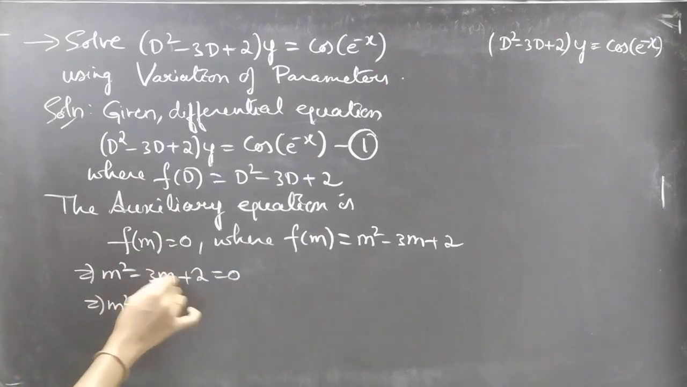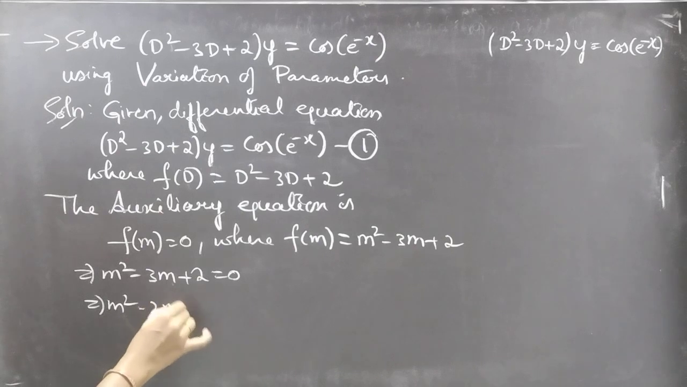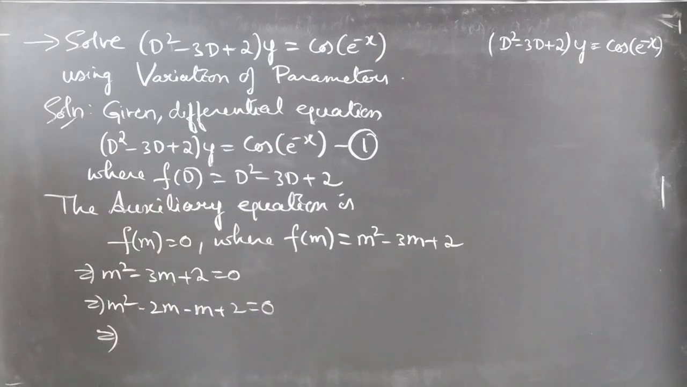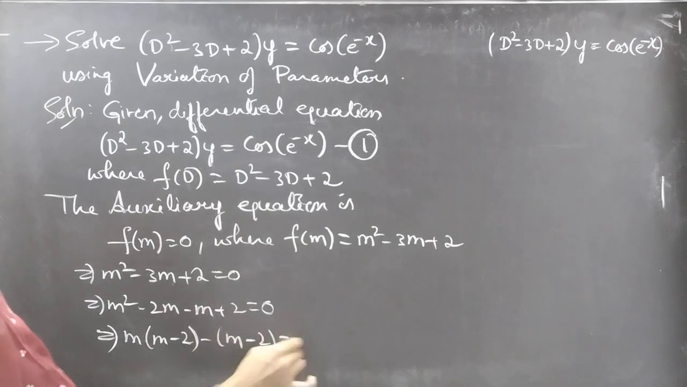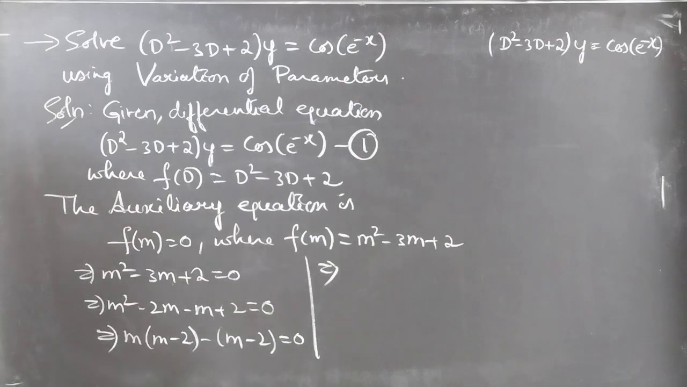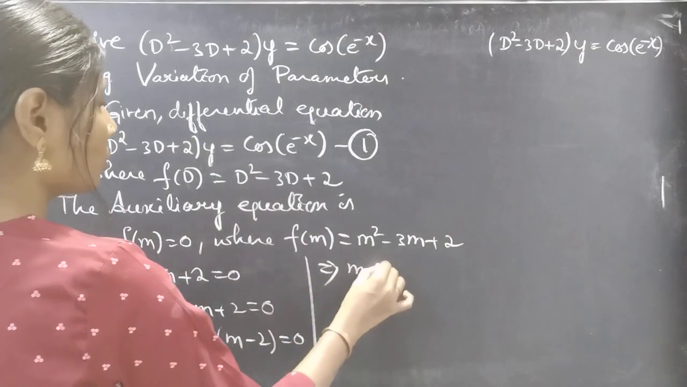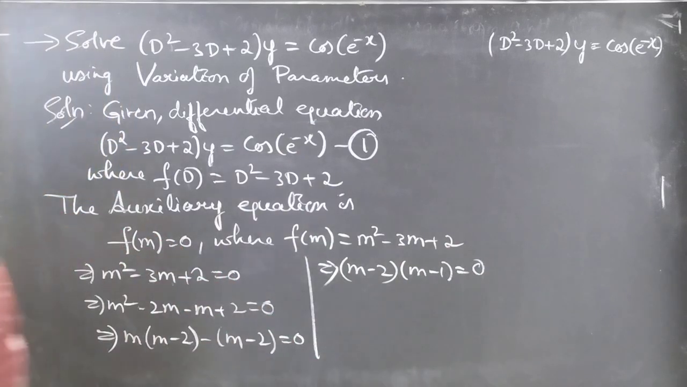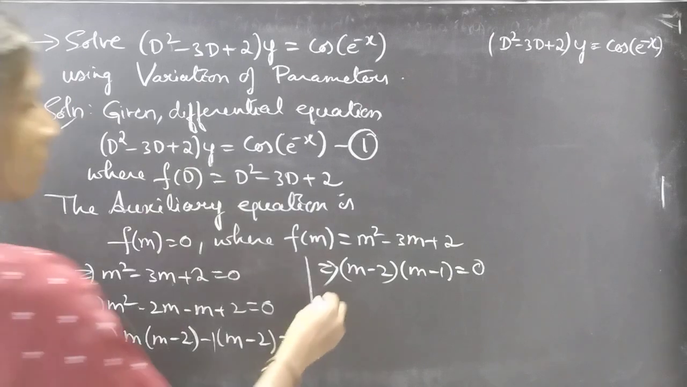We'll split −3m as −2m − m, so m² − 2m − m + 2 = 0. Now take m common from the first two terms, we'll get m(m − 2), and take minus common from the next two terms, we'll get −(m − 2) = 0. Now we have m − 2 in both the terms, so let's take m − 2 common, then we'll get (m − 2)(m − 1) = 0.